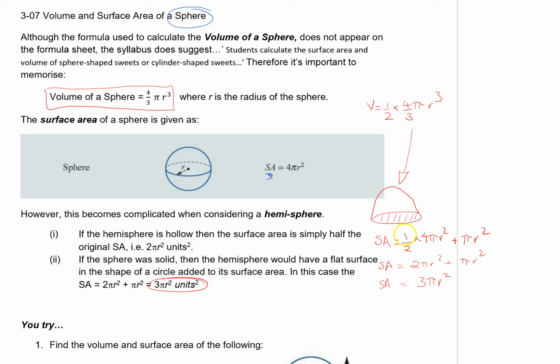For example, if we had a potato and the potato was originally in the shape of a sphere, because a potato is solid, if you cut through the middle, then you've created another surface. And now the total surface area would be this 3 pi r squared. I'm going to stop the video there. I will write the solutions to the examples, but I won't actually do a video on them.